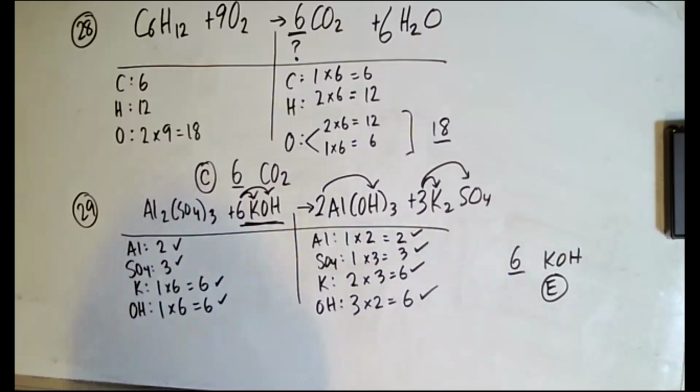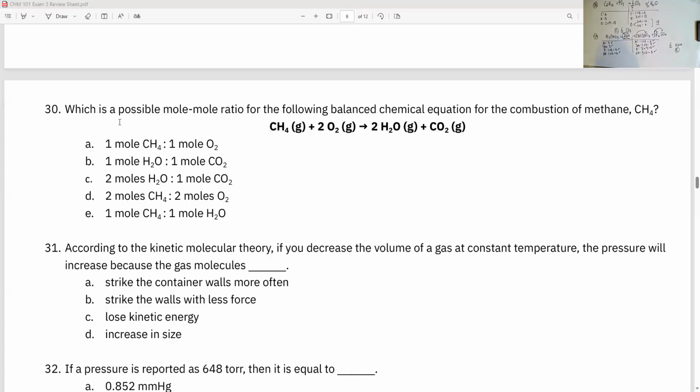All right. The next question, which is the last one we'll do in this part of the video before we break it up. Let me share the screen. It says, what is a possible mole to mole ratio for the following balanced equation for the combustion of methane? And this one is asking us which mole ratios make sense based on what you're seeing here. Remember that mole ratios involve the coefficients for your balanced equation.